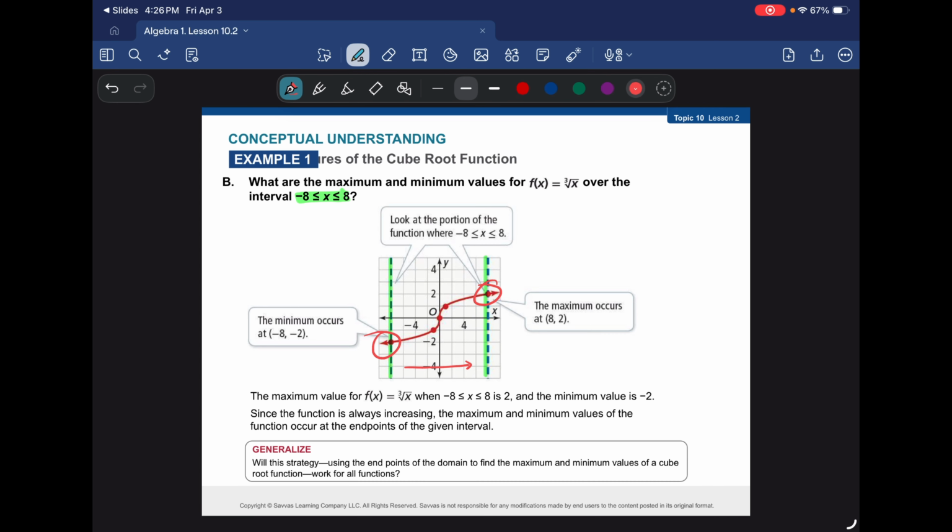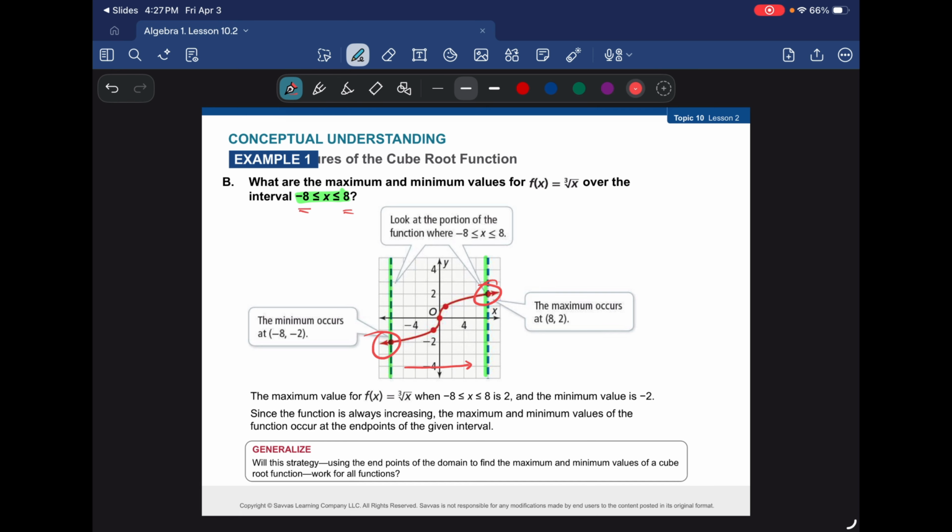Essentially, if you're given an interval of the cube root function, the minimum will be at the first endpoint of the interval, and the maximum would be at the second endpoint. So you can evaluate those inputs and find the minimum and maximum values for the output.